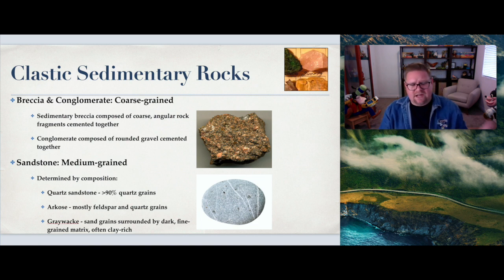We also have different varieties of that type of rock. You have a traditional sandstone, and then you can have an arkose, which is mostly feldspar, and then you have a graywacke, which is sand grains surrounded by a dark, fine-grained matrix, often rich in clay. So you have sandstone, then different varieties underneath it.